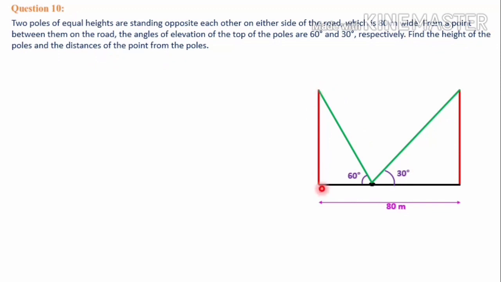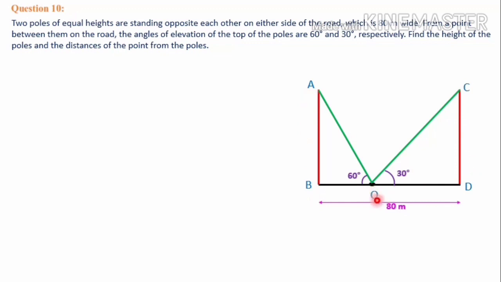Means this red line length we have to calculate. Also we have to find out these distances. Means this person is at which distance from the first pole, and also we have to find out the person's distance from the second pole, means this length. Let's mark it.